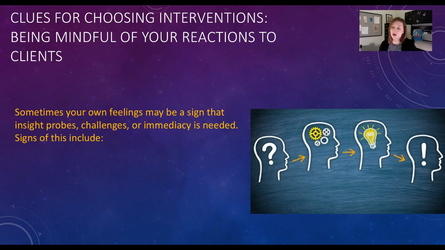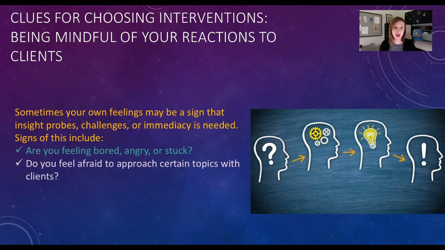Another thing is kind of being aware of your reactions. That could be a sign that you're done with the exploration stage and you need to move on to insight work. These are your own feelings. So keep reflecting how you're feeling with clients. Again, it's not about attending to your own feelings and getting your needs met with the client, but using your feelings as a sign that something could be going on therapeutically. So if you're feeling bored, if you're feeling angry, if you're feeling stuck with a client, it could be time to move towards insight.